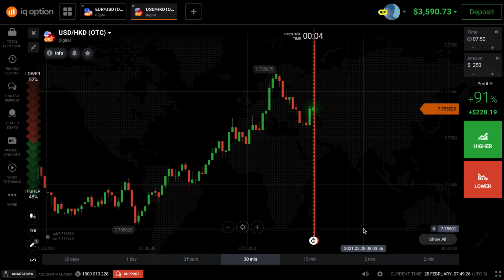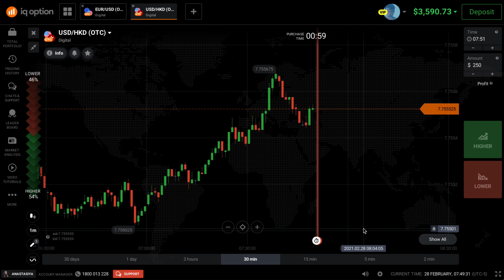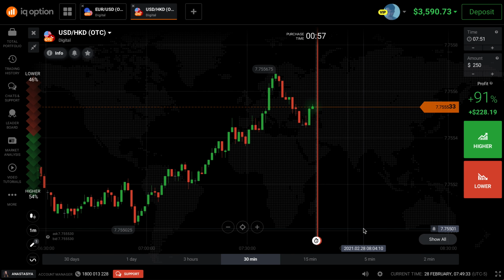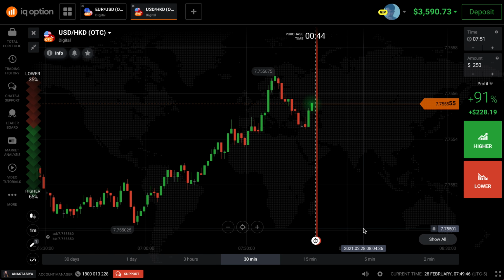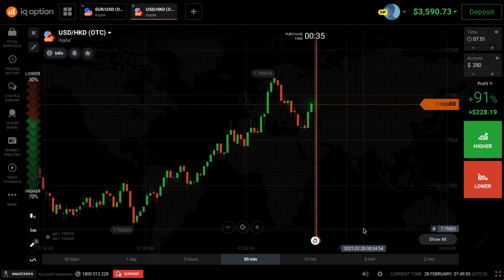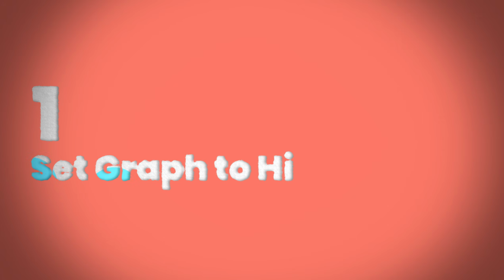The technique that I'm going to use today involves three important factors. Remember this, three important factors. If these three factors are not met together, don't place any trade, whether you are placing on a high or on a low, on a bullish or a bearish. You look into these three factors. The first factor here, we're going to look into our graph.